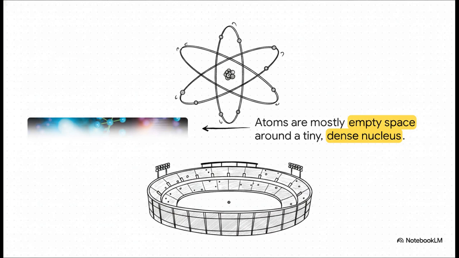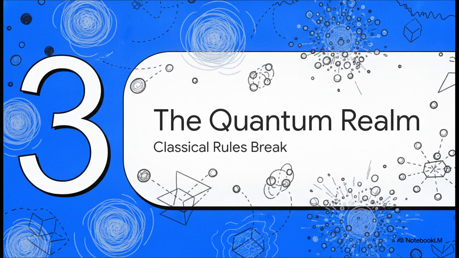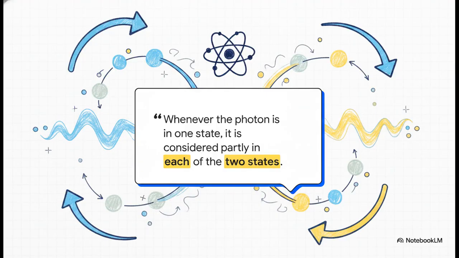That means you, me, the chair you're sitting on, we are all primarily made of empty space. Section 3. The quantum realm. When classical rules no longer apply. As if being mostly empty space wasn't weird enough, let's zoom in even further to the absolutely mind-bending reality of the quantum realm, where the classical rules we just talked about start to completely break down.